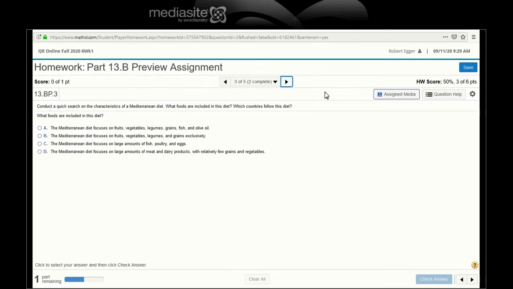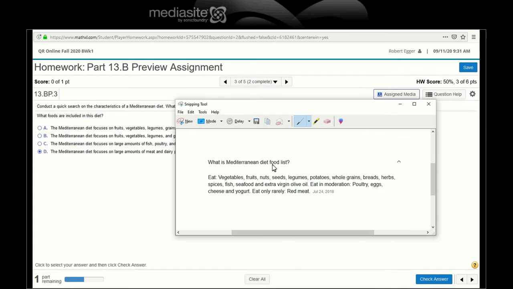Next question. Conduct a quick search on the characteristics of a Mediterranean diet. What foods are included in this diet? What countries follow this diet? Two parts. So part 1, what foods are included in this diet? So you should have looked at that article. So you're looking at this in the article, you may have found something like this.